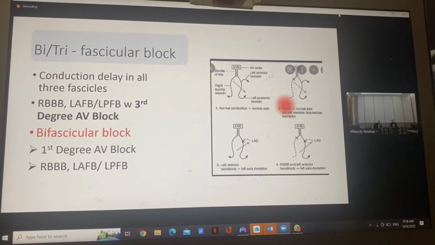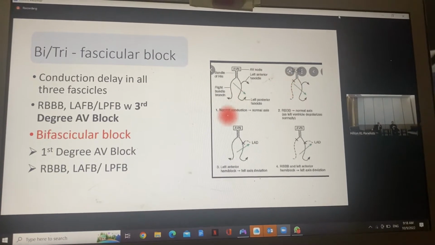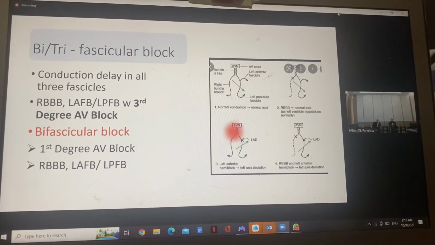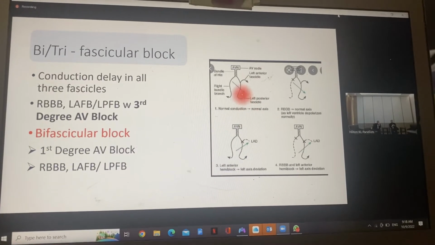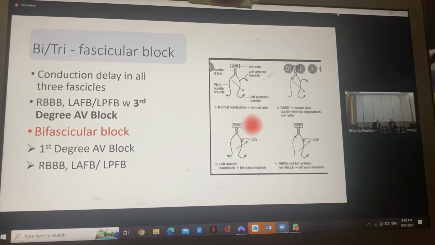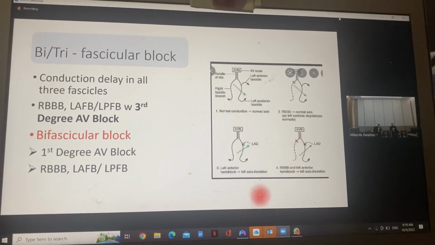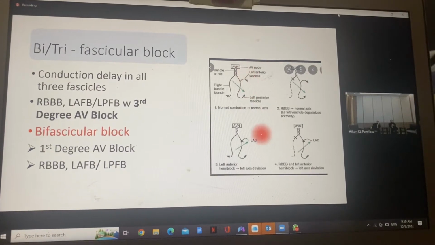Because when they have a right bundle branch block, you know one of the bundles, the right bundle, is blocked. Then when they have either left axis or right axis deviation, if they have left axis deviation, we know that actually the left anterior fascicle is blocked, and if it's the other way around, meaning they have right axis deviation, we know that it's actually the posterior fascicle that is blocked.